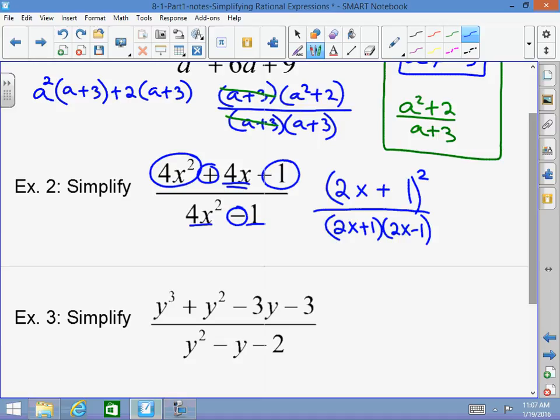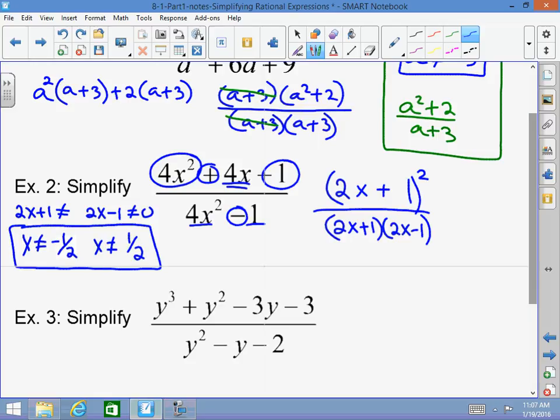So I factored. Now, set the denominators not equal to 0 to find your undefined values. So I set 2x plus 1 not equal to 0, and 2x minus 1 not equal to 0. So x cannot equal negative 1/2, and x cannot equal positive 1/2. Those are my undefined values of x. And now, I have 2x plus 1 down here, and I have 2 up here, so I can get rid of one of them. So I'm left with 2x plus 1 in the numerator and 2x minus 1 in the denominator. That's my simplified rational expression. These are my undefined values.